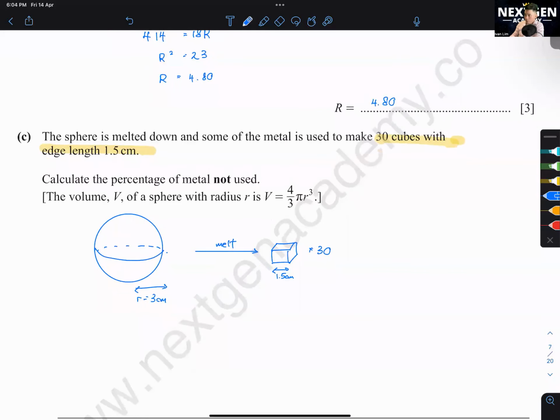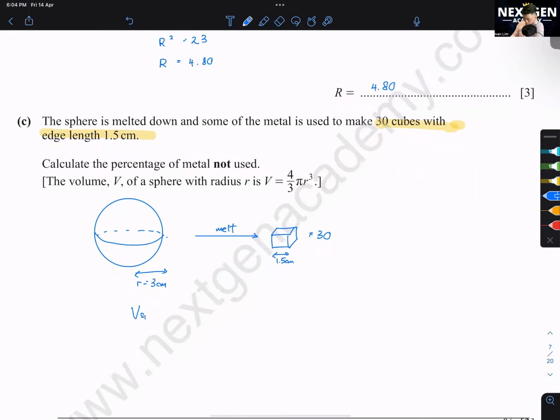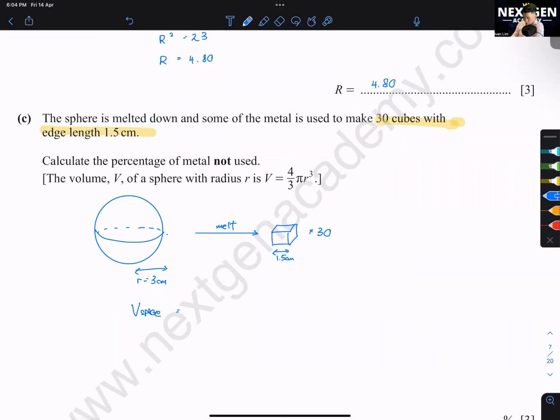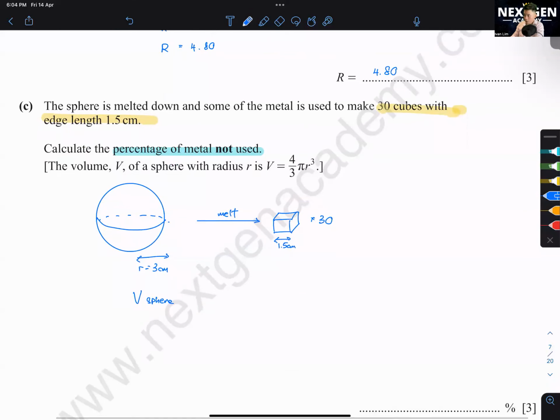So my volume of this sphere, let's break it down now. I calculate the volume of the sphere first. Because we want to calculate the percentage of the metal not used, right? After you melt and make these 30 cubes, there are some left over. So we want to see what's the volume that we melt from the sphere first. You get 4/3 pi 3 cube, which will be 36 pi. I leave it as pi because it's a better value.